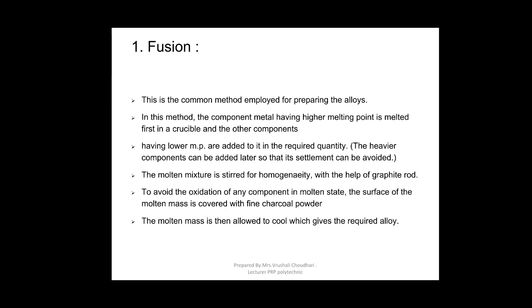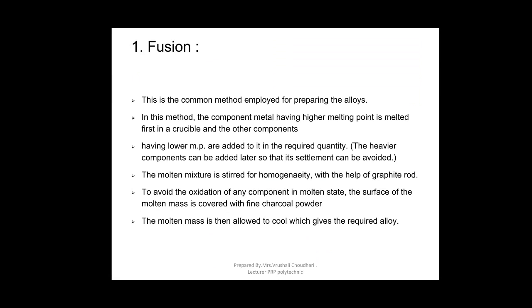In the fusion process, we mix a metal with another metal or a metal with a non-metal. Here we have to remember that the metal with the higher melting point is melted first in a crucible, and the other components with a lower melting point are added in the required quantity. The heavier components are added in the last step, as they would settle at the bottom.